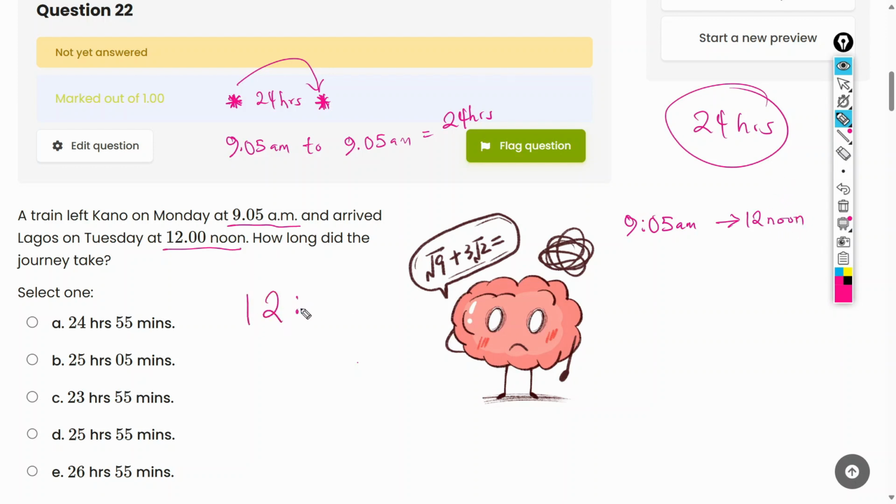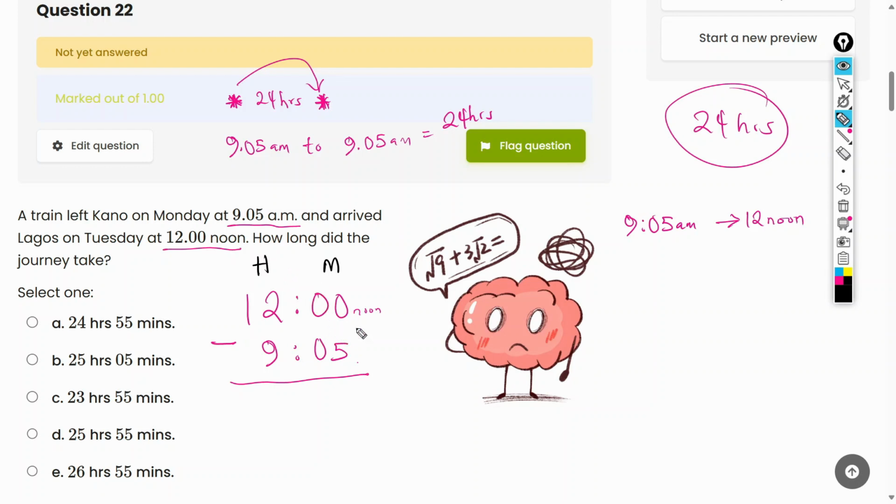So 12:00, 9:05. Since this is noon and it's not yet, up to 1, 2, 3, 4, we don't need to convert. We can leave it as 12. And then we subtract. This is our minutes place. This is our hours place. So that's 00 hours minus 5. Sorry, 00 minutes minus 5 minutes.